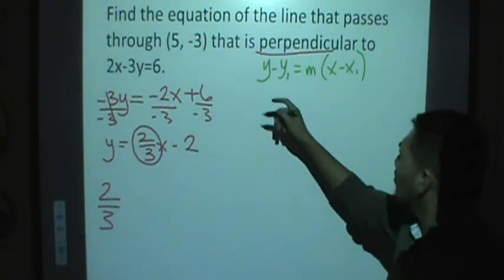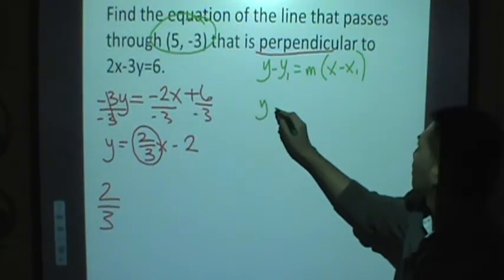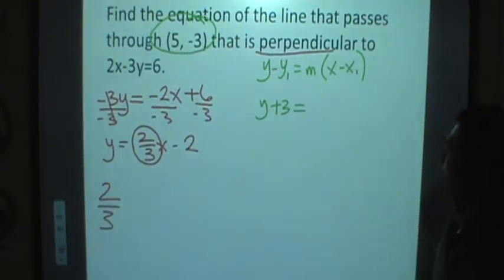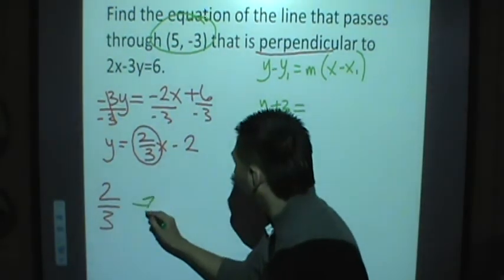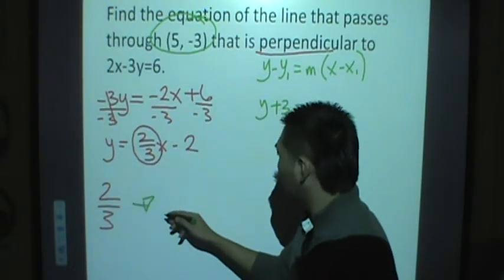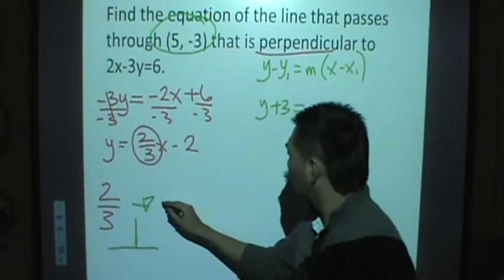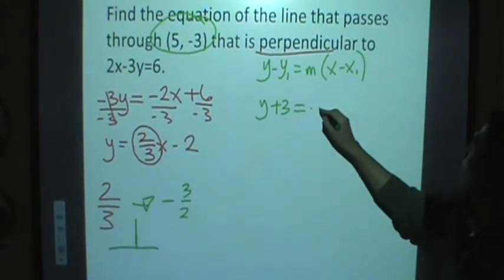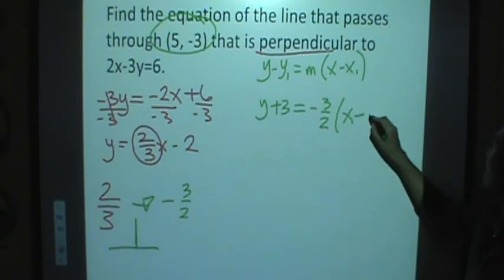So, now we have the first point. y plus 3 equals, y plus 3 is because of y minus -3. And then the slope, because they are perpendicular. See, that's the symbol for perpendicular. I'm going to make it -3/2. I'm flipping it and then changing the sign. So -3/2, parentheses x minus 5.